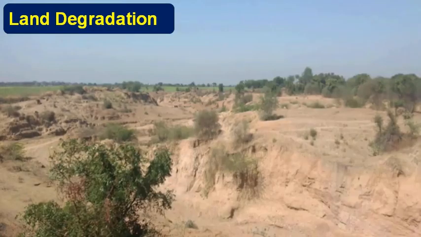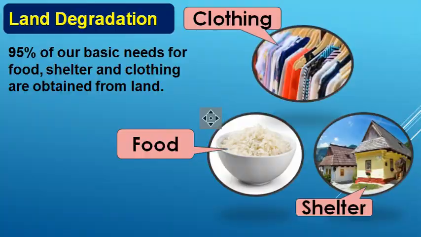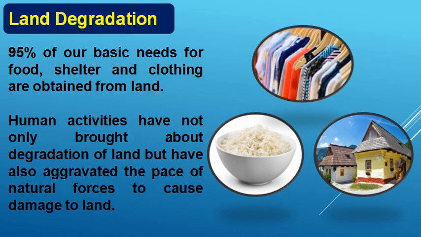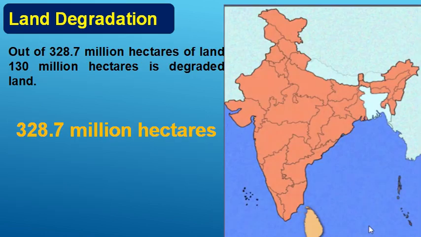Let us understand now land degradation. Dear students, 95% of our basic needs for food, shelter and clothing are obtained from land. Human activities have not only brought about degradation of land, but have also aggravated the pace of natural forces to cause damage to land. Now, let us understand them in detail.